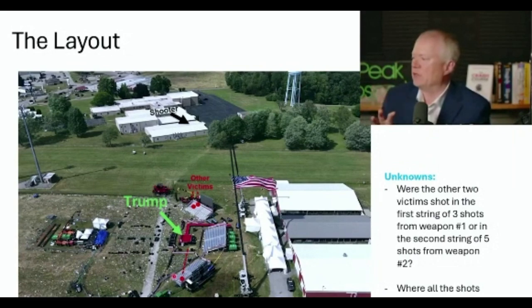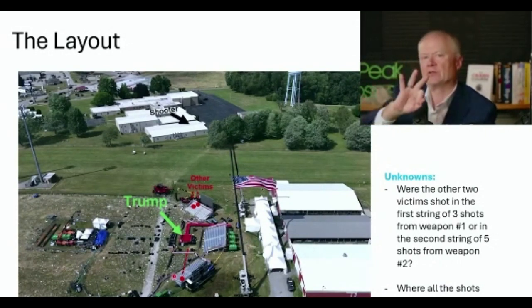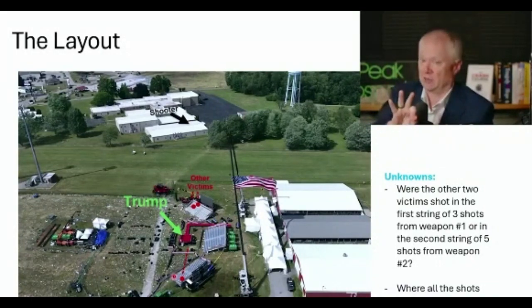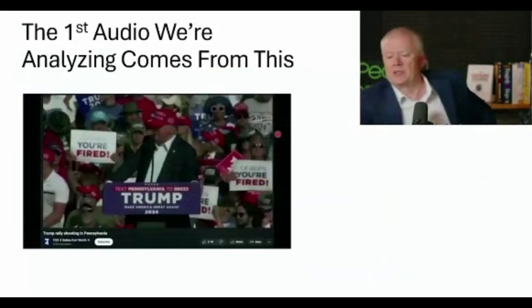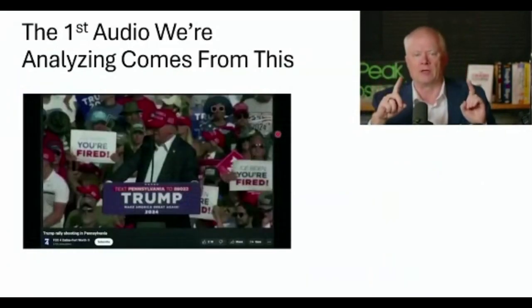So first up, we need to know where all the shots went, right? And I'm going to show you that the first 3 shots came from a very different weapon in a different location than the next string of shots that came out. It's either 5 or 6, depending on how you count. But you decide, listen, it couldn't be more clear how different they are. We're going to analyze 2 separate audio streams today.